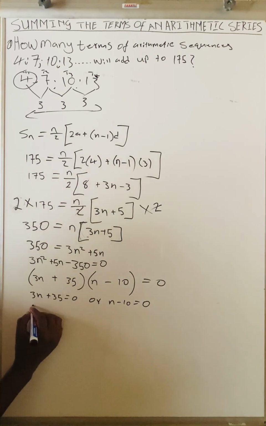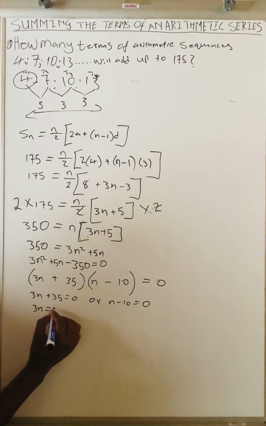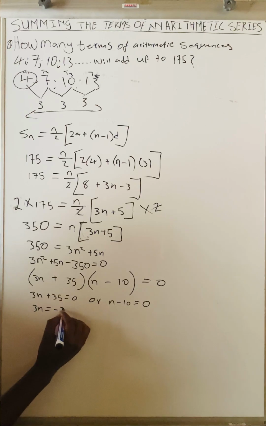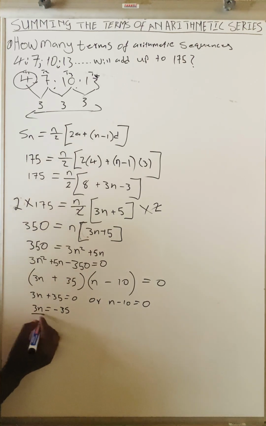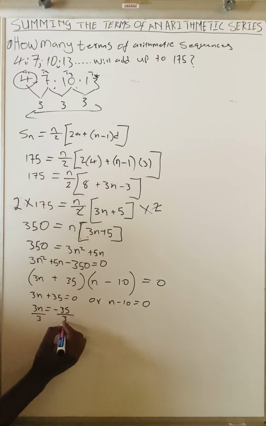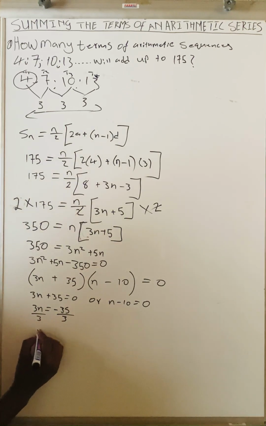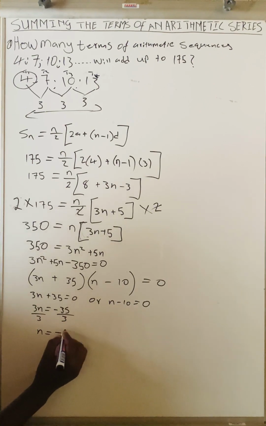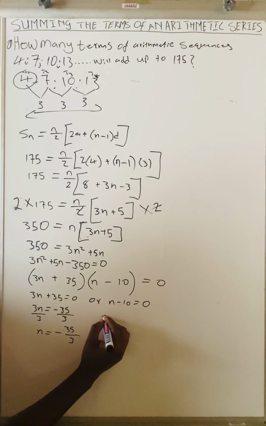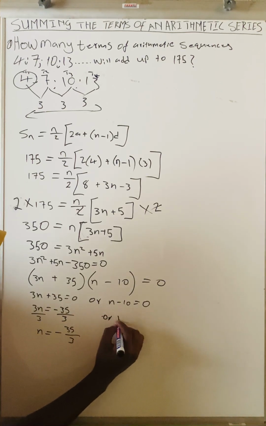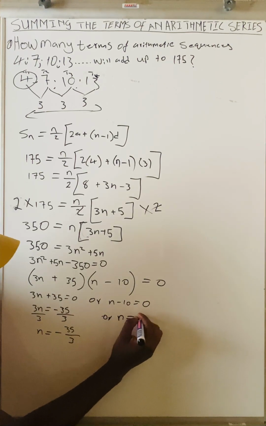From here, you write 3n is equal to negative 35. You don't want 3n, you want n, so you divide both sides by 3. Then n is equal to negative 35 over 3, or n is equal to 10.